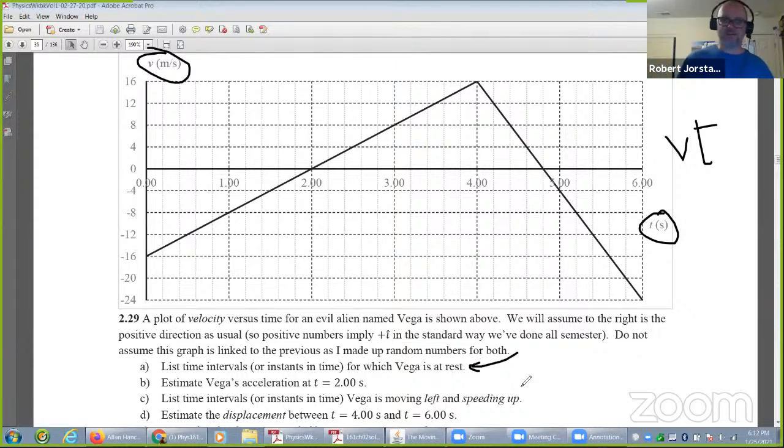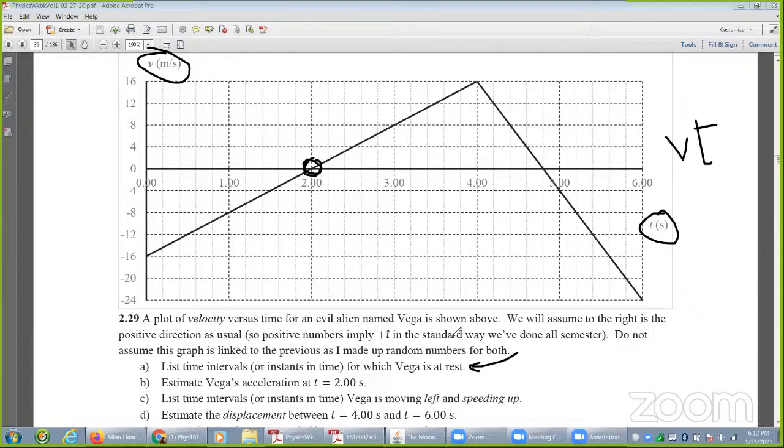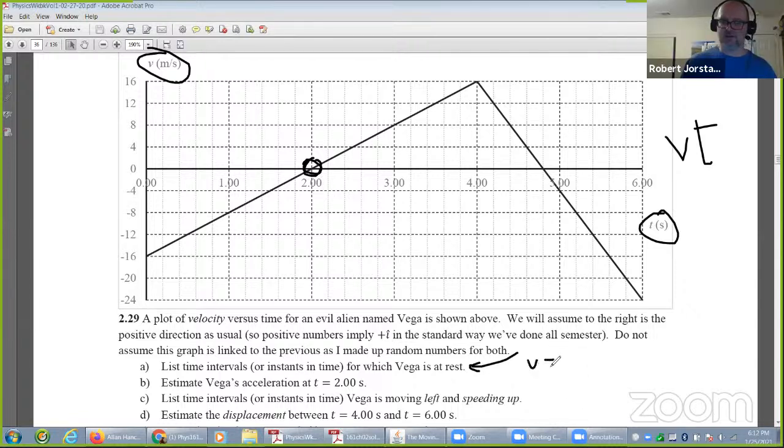We're looking for instances where Vega is at rest. Are there any? Yeah. When? At 2 seconds, right here. Remember, in this one, velocity is not the slope. It's just the value. So at rest means V equals 0. On a VT plot, that just means where does it cross the axis? Right there. And I think there's another one right there. Nice job.